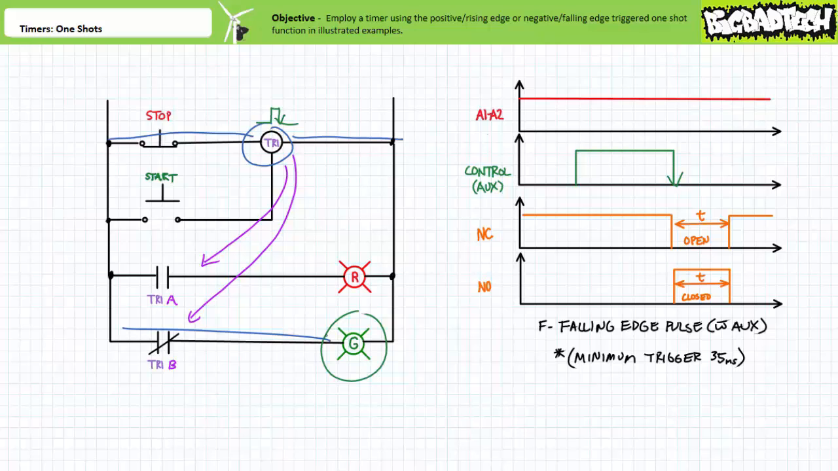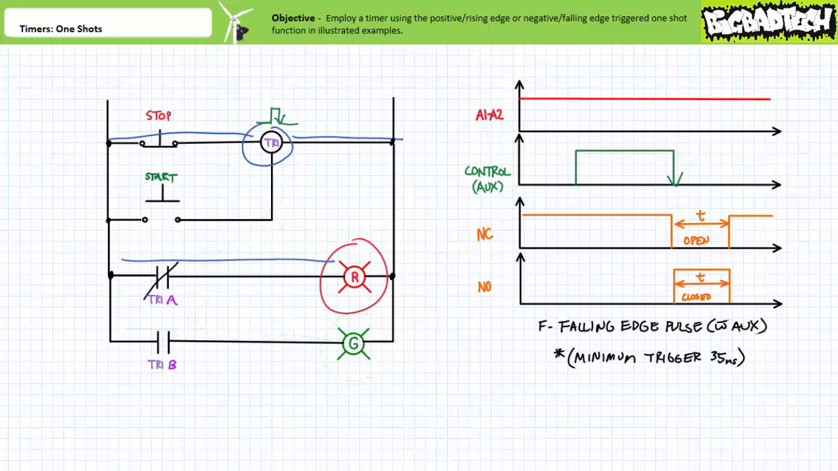After the one-shot delay period of 1, 2, 3, 4, 5 seconds has elapsed, these contacts return to their deactivated states. The Tier 1A contact recloses and the Tier 1B contact reopens. The red light turns on and the green light turns off. We've returned to the start state of our system.